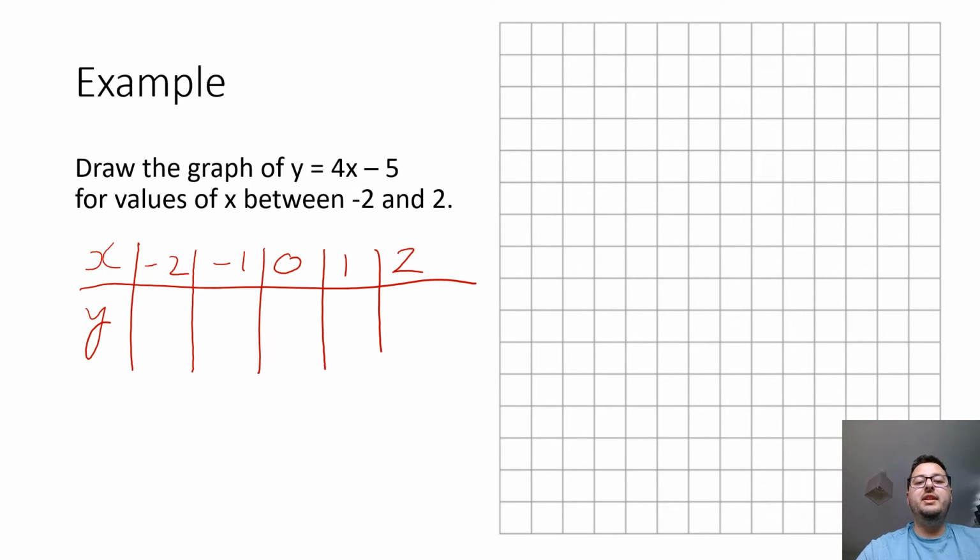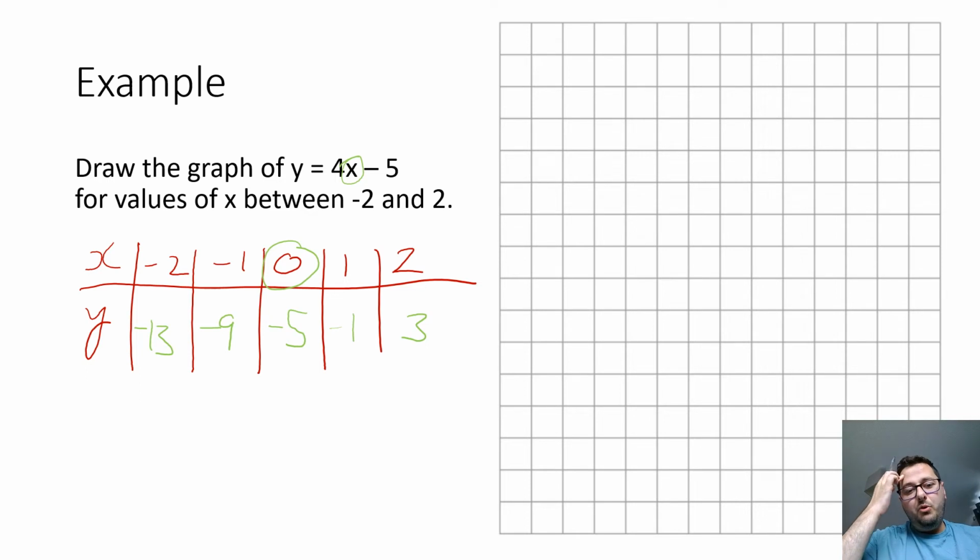Okay, let's start putting these numbers in. Now the easiest one to try first is 0. So we'll put in 0, because when you put 0 into this, that's just going to disappear and you're going to be left with -5. And then from that, because we know the gradient's 4, we can just go up in 4. So that's going to be -1, that's going to be 3, and then going the other way, -9 and -13.